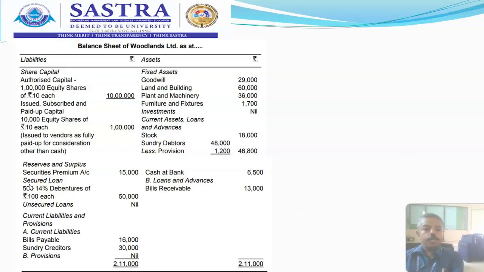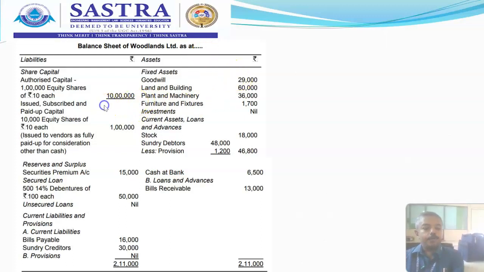So now we need to move towards the asset side. What are the balances there? Under the heading of fixed assets, we can write them one by one. The first item is goodwill. So what is the goodwill?